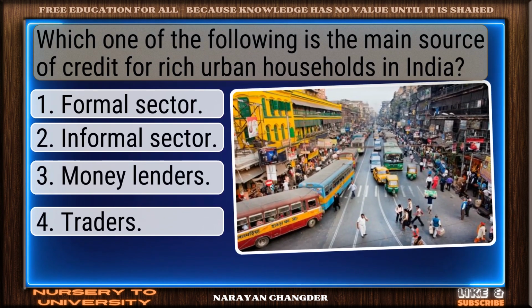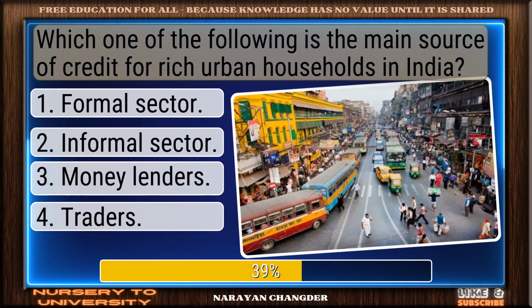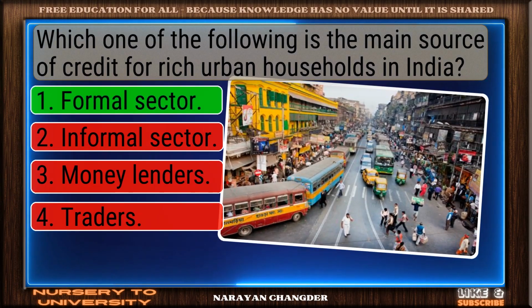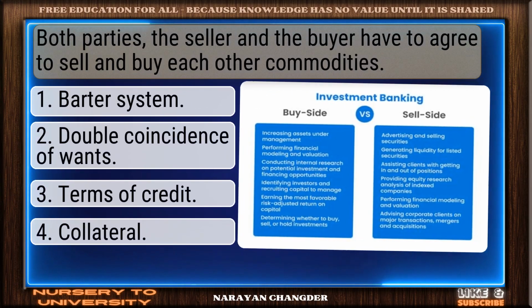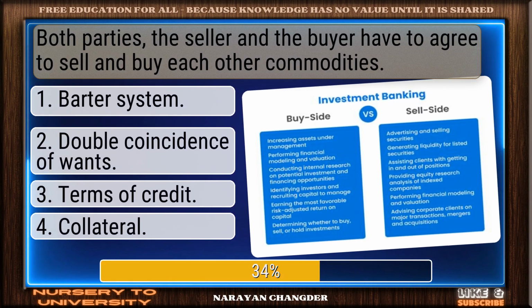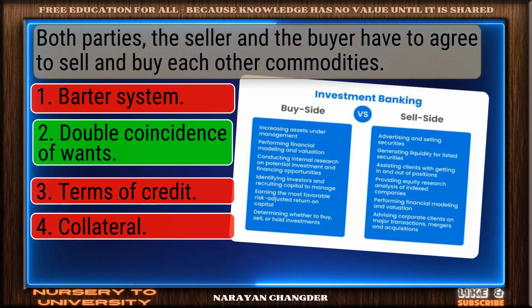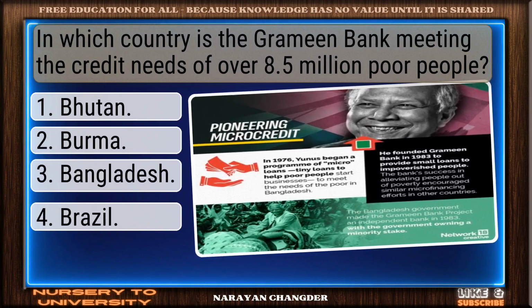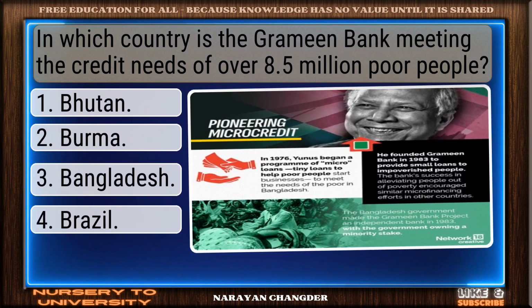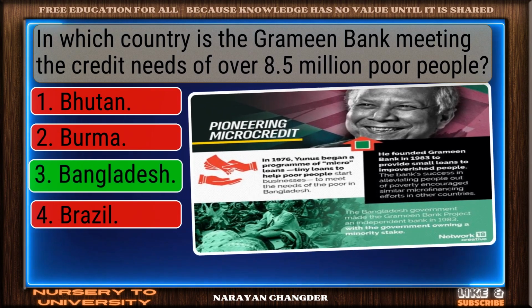Which one of the following is the main source of credit for rich urban households in India? Solid response. Formal sector is valid. Both parties, the seller and the buyer, have to agree to sell and buy each other's commodities. Well done. Double coincidence of wants is right. In which country is the Grameen Bank meeting the credit needs of over 8.5 million poor people? Good thinking. Bangladesh is right.